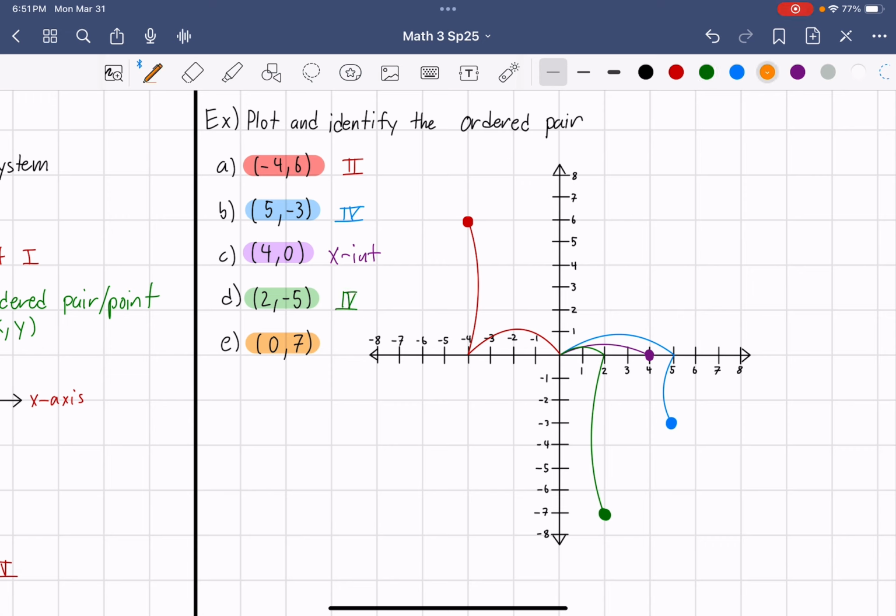Lastly, we're going to be at the origin. We're not going to go left or right at all because the x is 0 for this example, but I will go all the way up to +7.